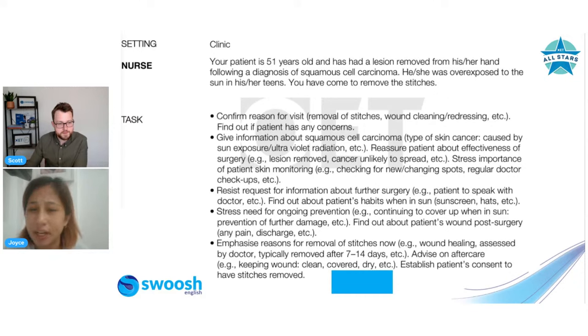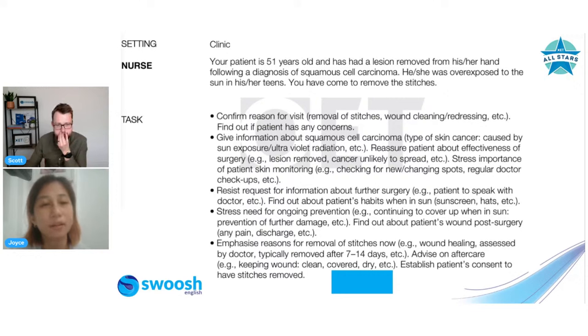Scott, how's your wound healing so far? Thank you. I'll take note to do those things in my own time, of course. I think the wound's coming on quite well. There's no pain, there's no discharge. It looks okay to me. But I think it might be too early to have my stitches removed. What do you think?